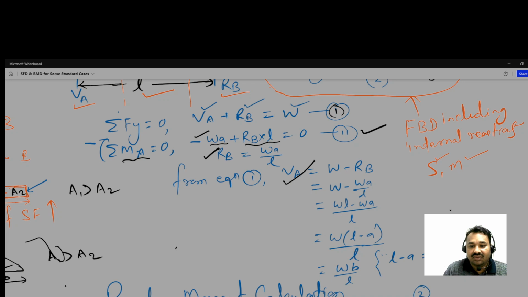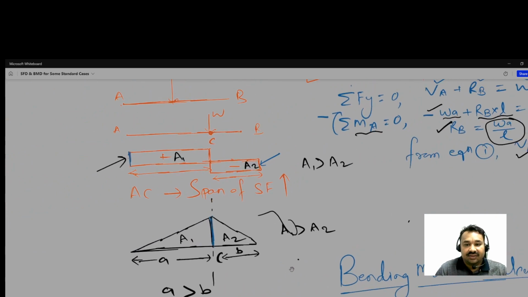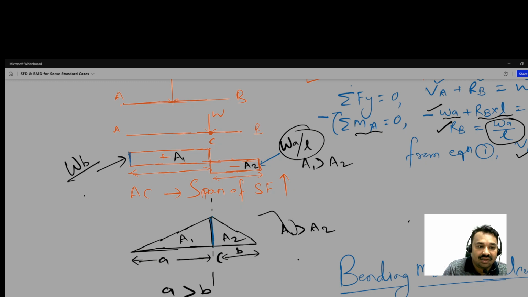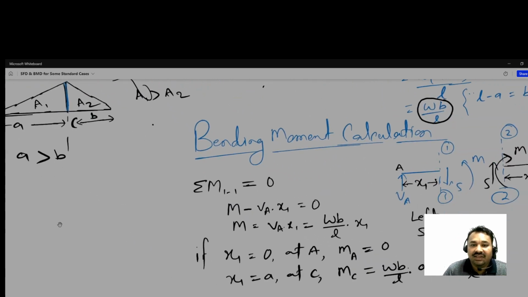So this is the magnitude. RB is Wa divided by L, so this side is Wa divided by L. What about this side? So Wb divided by L. The magnitude changed but the nature is the same. Similarly, the bending moment calculation.